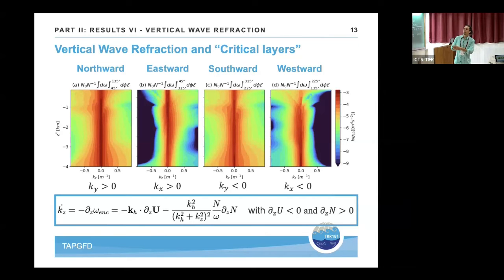And in the upward propagation, Kz dot is refracting the wave to smaller vertical wave numbers. It will eventually cross the boundary and so becomes unstable and breaks.